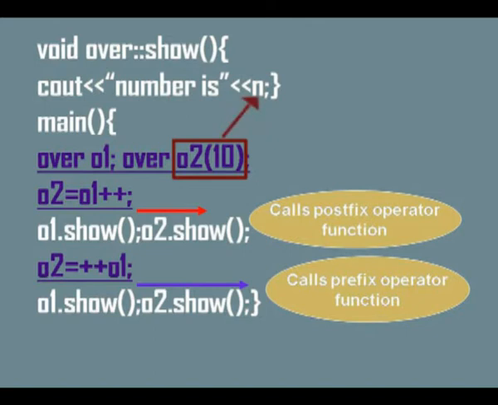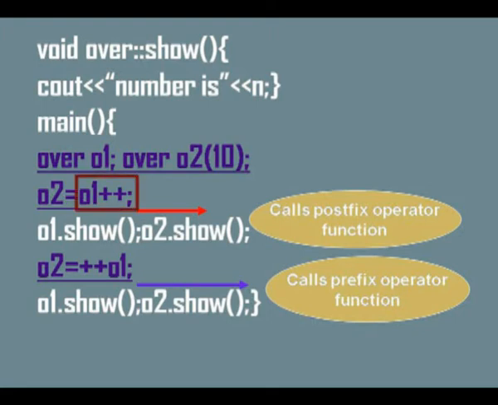Now this is how the compiler calls the operator function. O2 is equal to O1++. Now here you see the ++ is coming after O1. So when the operator comes after the operand, it resembles a postfix operator function. So this particular statement will call the postfix operator.